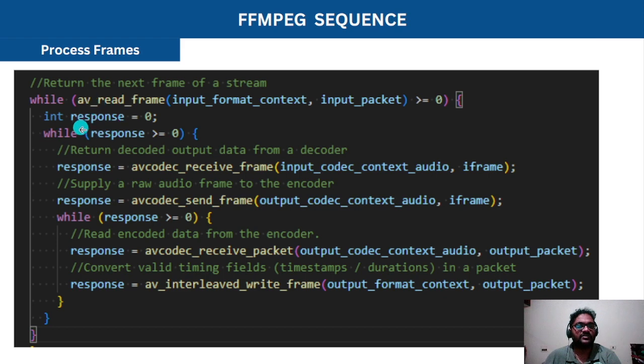Here it is an audio stream. Once the next frame is read, you should call audio receive frame. This will give the decoded data. And once it is decoded, you need to encode it using AV codec send frame.